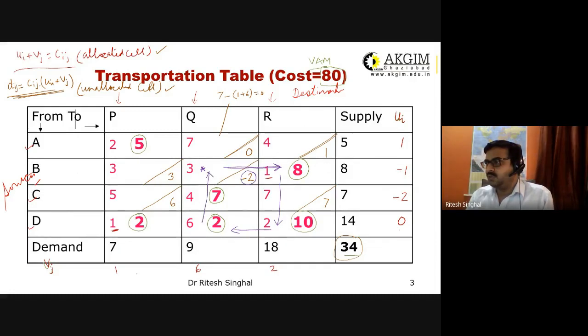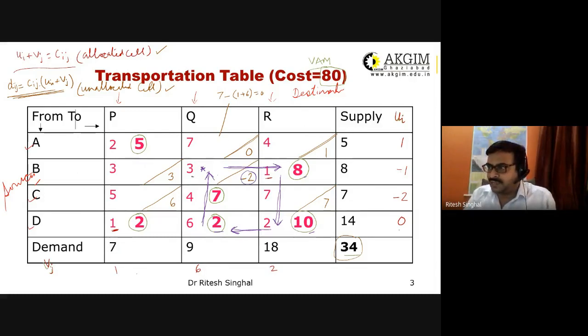So you can see this is a loop. Arrows, you can see the direction of arrows. This forms a particular loop. And along this loop, we can transfer the number of units. So here there are no units. There are 8 units, there are 10 units, there are 2 units. So we can start with this cell.